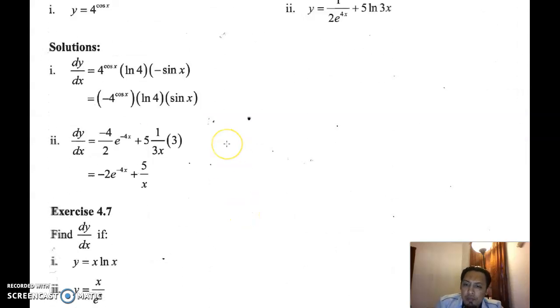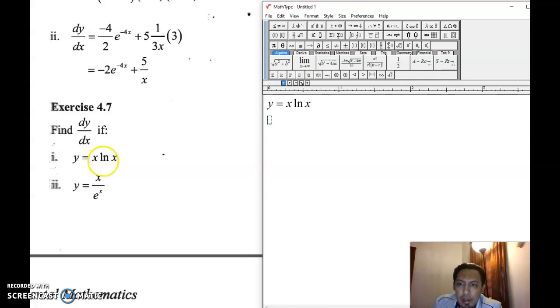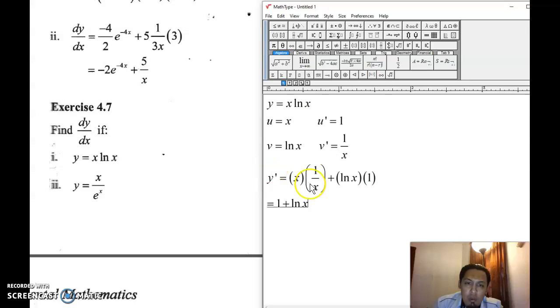Okay, so let's do an exercise a bit. The first one, x ln x. If you look at it properly, you're going to see that we have x times ln x, which allows us to use the product rule. So by the product rule, we need to define u and v, and after that u prime and v prime. Then input it in the formula, and you have the answer here.